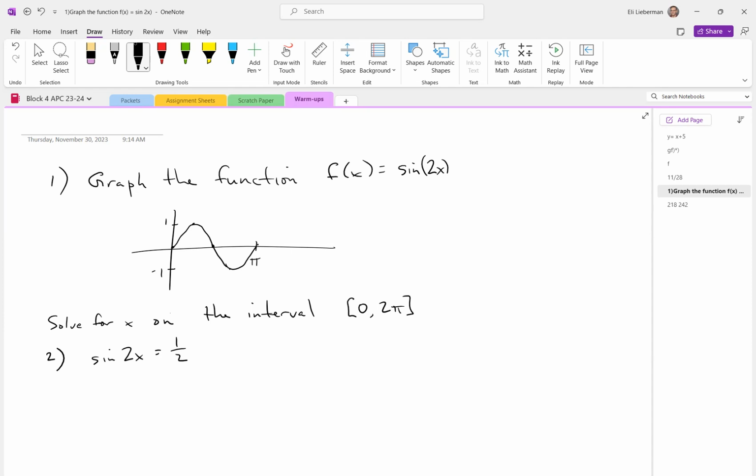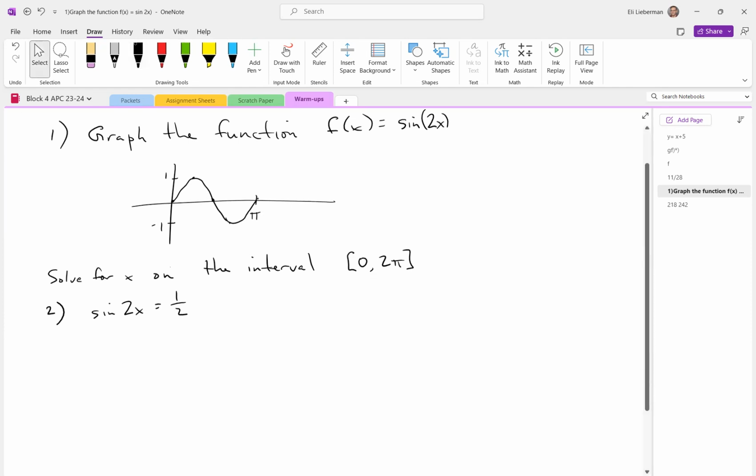Let us move on to this next one, obviously not related to the last one. Sine of 2x equals 1/2. Who'd like to help us with this? Kieran. I did sine inverse. Okay, so you got 2x equals sine inverse of 1/2 like this. Yeah, and then I solved sine inverse of 1/2.